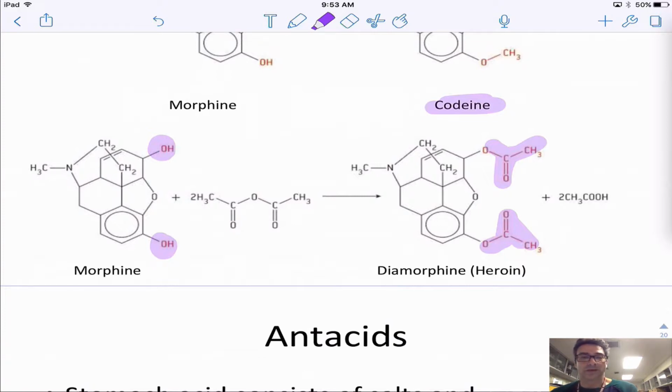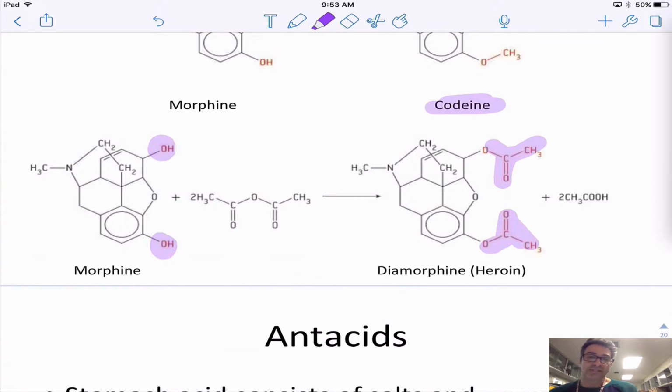They develop a tolerance to it. They need to take more and more of this drug in order to feel the same analgesic effect. And then they end up overdosing because they're taking such a high dosage of it.